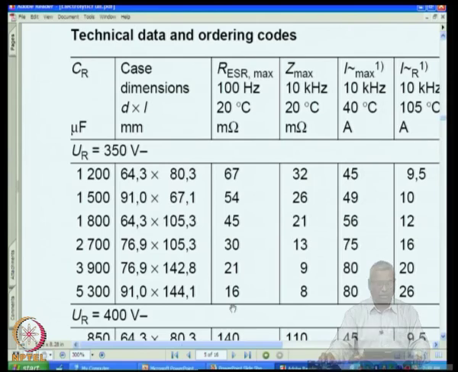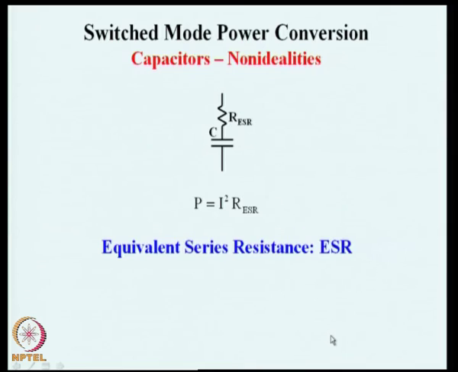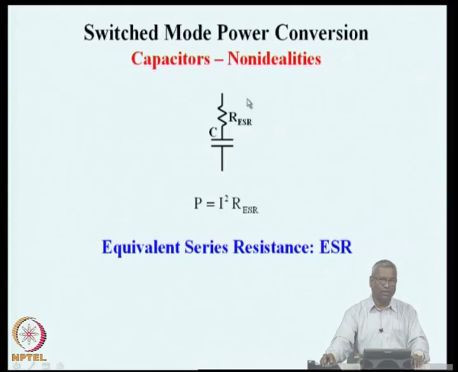Most of these capacitors have certain milliohms. What you see here in this column, a 5300 microfarad capacitor, which is rated for 350 volt DC, has an equivalent series resistance at 20 degrees centigrade of 16 milliohms. These are small resistances, but certainly they are there, and associated with that there will be losses also. The consequence of this ESR is the loss in the capacitor on account of the AC current or the ripple current that flows into the capacitor, and this ESR produces a power loss which is I square into ESR.